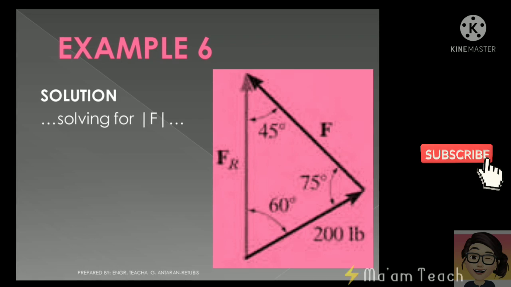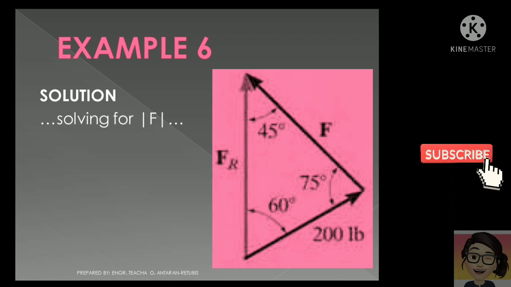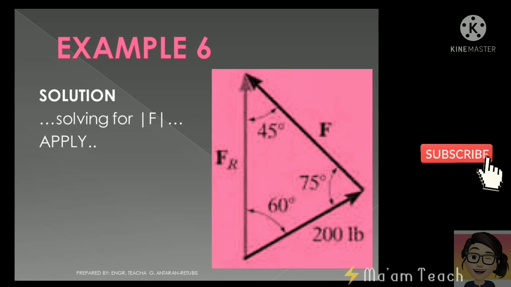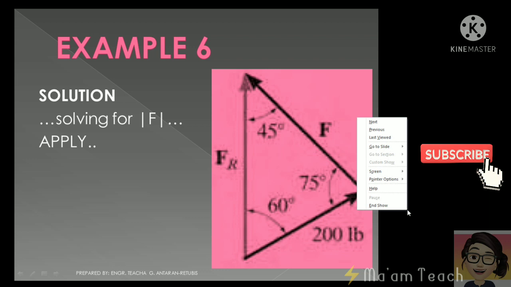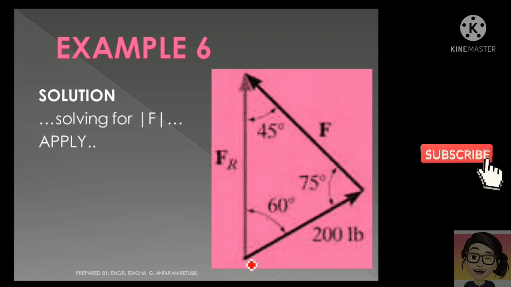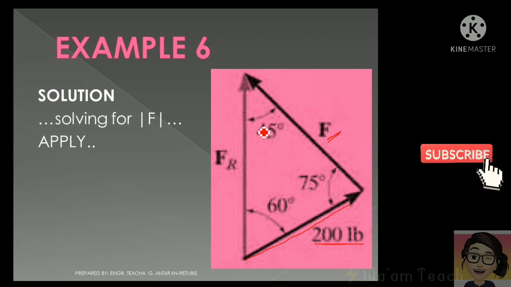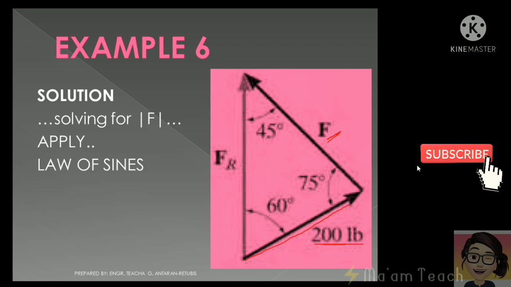We can choose to start with the F sub r. We can also choose to solve for the F. So it's up to you. Anyway, we will be applying what principle in this situation? Looking at the diagram, the only given that we have is this side of the triangle, which is 200 pound. This is our unknown. Since we have given lots of angles here, we should use the law of sines.